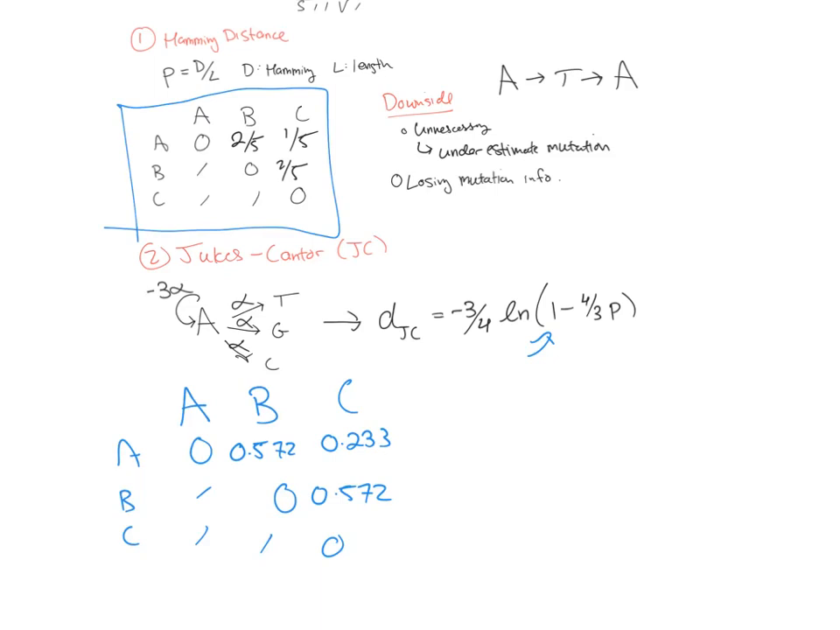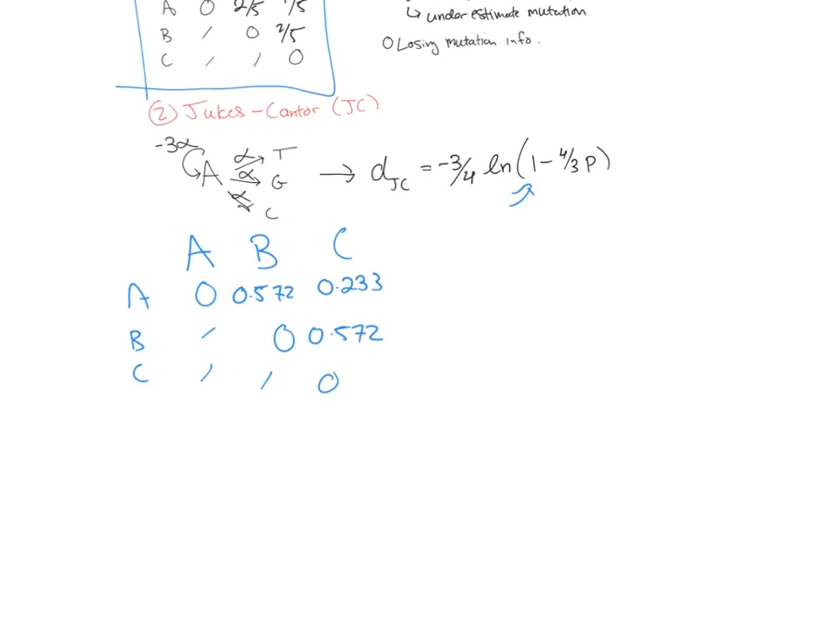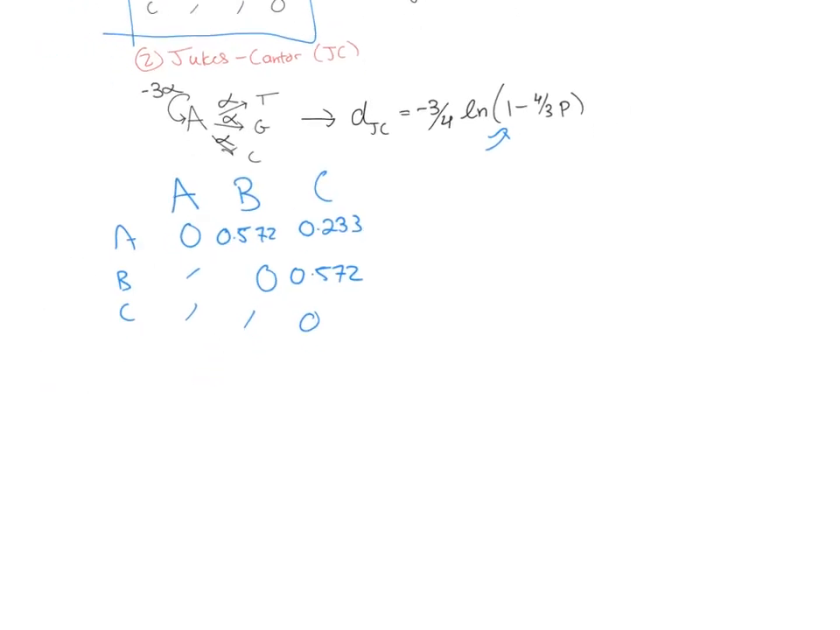So which of these downsides did we fix? We had an underestimated mutation and we were losing mutational info. Which one did we fix? Exactly. That's one we fixed by saying you can go back to yourself. But we still don't have anything about mutation, about transitions or transversions. So that's a problem. So we need a new model. Let's do a new model.